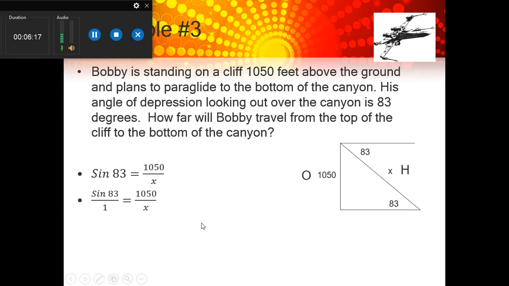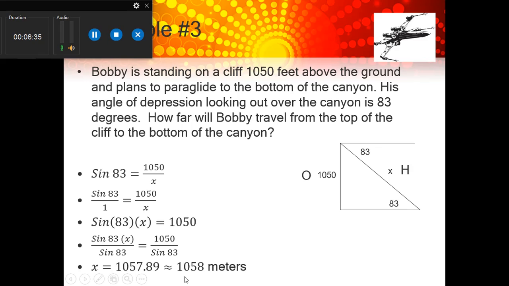So when I cross multiply, it'll be sine of 83. Make sure you close your parentheses. Times x equals 1,050. We're going to divide both sides by sine of 83, and those will cancel out. You can enter your ratio here into the iPad. And I get a value of 1,057.89 meters. It doesn't tell us how to round it, so you can leave it unrounded and give me the exact answer, or I rounded it to 1,058 meters.